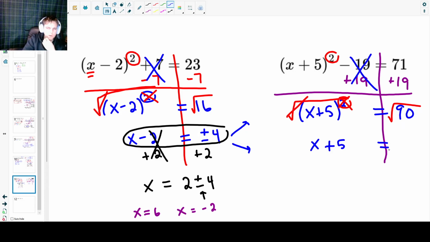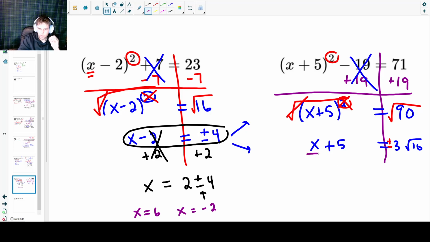That is not one of our perfect square numbers, but it is simplifiable. It's 9 times 10, so we get 3 square root 10. But remember, actually, no, we get plus or minus 3 square root 10. Cool, right? And we're going to continue to work with that in that plus or minus state.